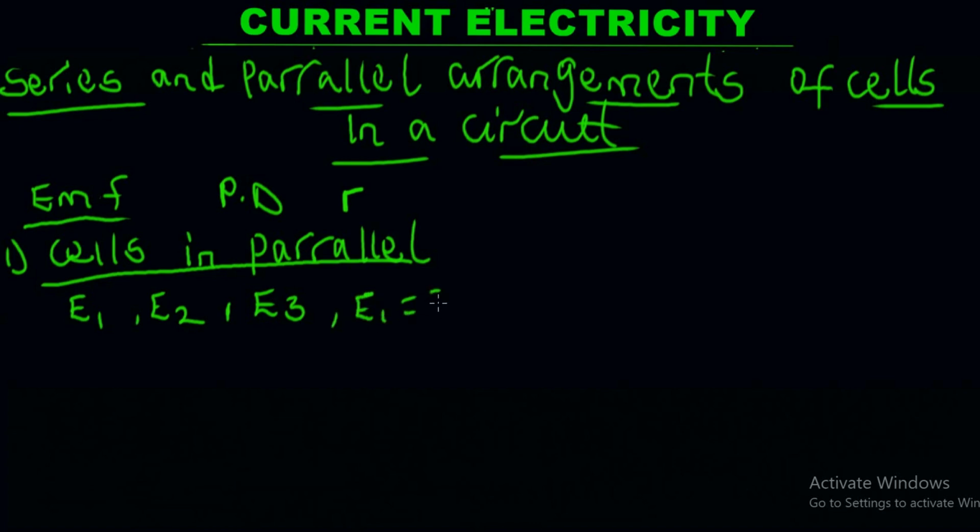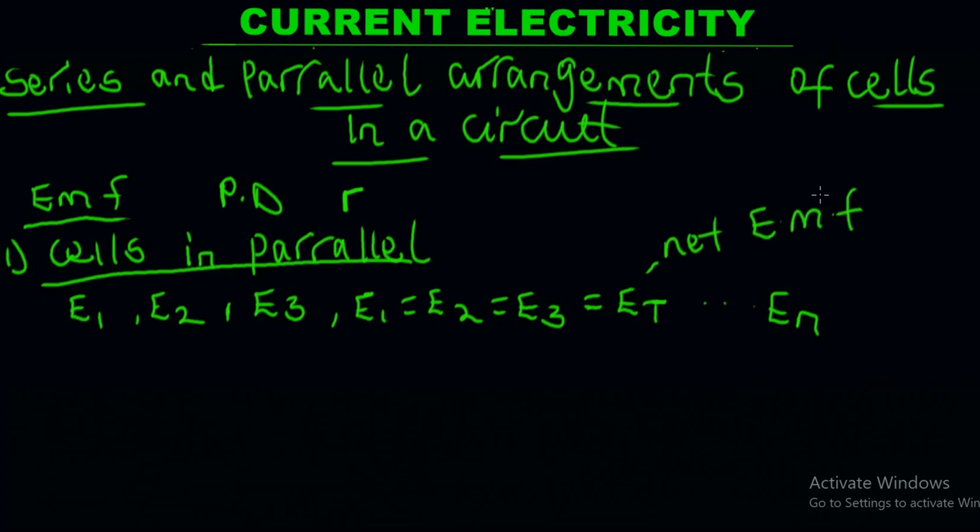So E1 will be equal to E2, and E2 will be equal to E3, and E3 will be equal to E4, and it keeps going like that. So this will be equal to the net E.M.F. This ET stands for the net E.M.F, and it keeps on going in this order. So this is a net E.M.F, which I said is just like the total obtainable E.M.F from the cell. So this is what happens when the cells are connected in parallel.